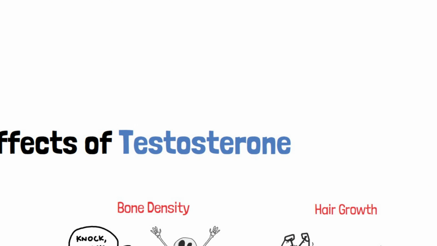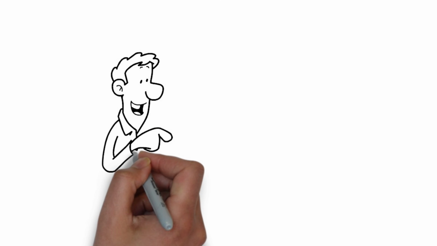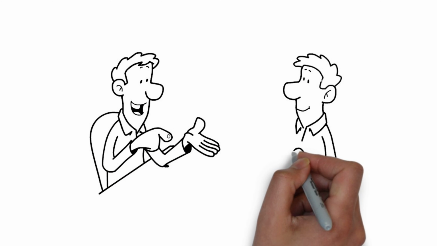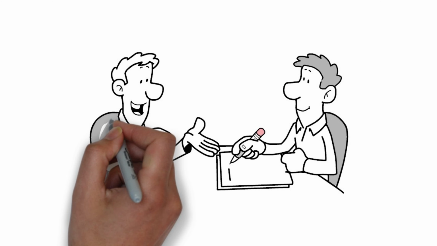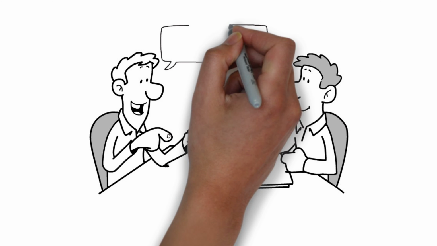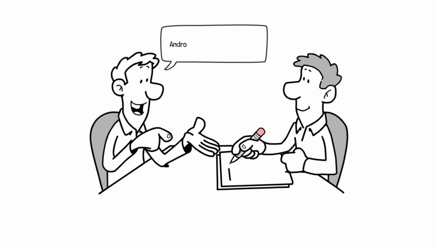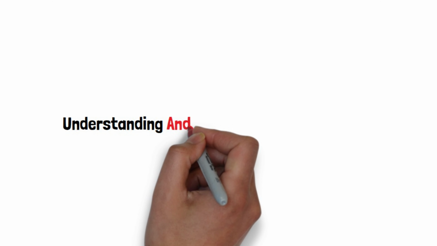Understanding how testosterone works in the body is only part of the equation. The effectiveness of testosterone also relies heavily on the sensitivity of androgen receptors, AR, which is what we will talk about in this video. So let's dive in. Understanding androgen receptor sensitivity.